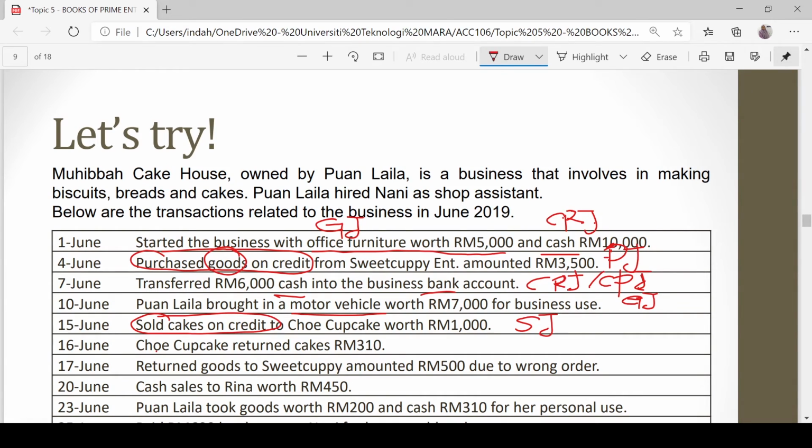Next, Koi Cupcake returns kits, 310. So previously you recorded it in the sales journal and then Koi Cupcake returns. So a return for sales is a return inward. So record it in the return inward journal.